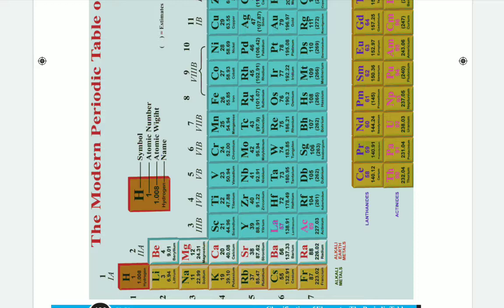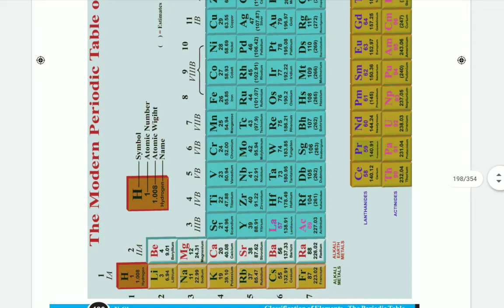K, L, M, N. So the fourth main shell is N. This shell has 4 subshells, namely 4s, 4p, 4d and 4f. But while electrons are being filled into the shells, the electrons will first enter 4s, then 3d. So 4s, 3d, 4p, 4f. Like this the electrons will enter. So totally here we have 18 elements in the fourth main shell.